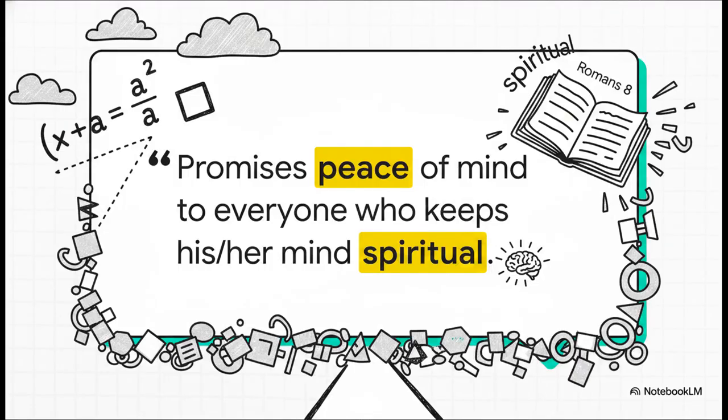The source goes on to suggest that the true goal isn't just getting a high test score, but rather living a well-ordered life. Just as completing the square brings peace to a chaotic equation, the text references Romans 8, stating it promises peace of mind to those who keep their minds spiritual. The author makes the case that focusing on these higher truths alongside our academics is what provides profound purpose and peace amidst all the noise and chaos of the modern world.